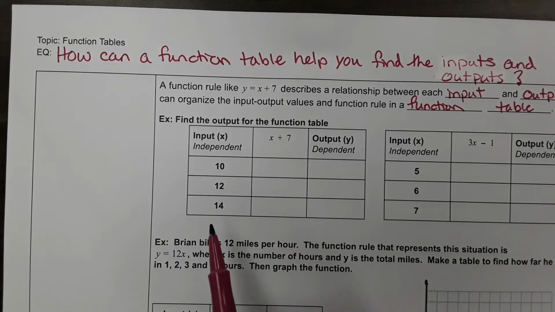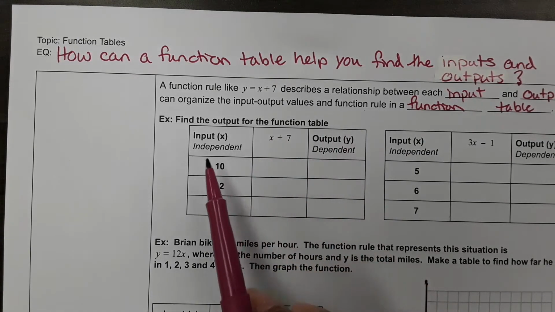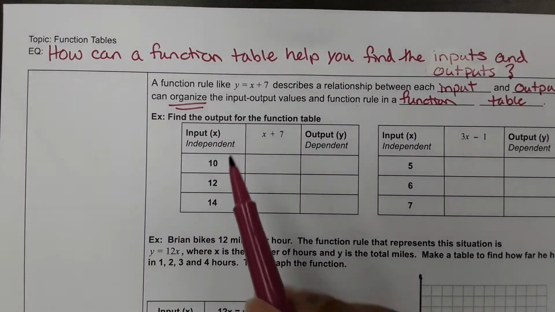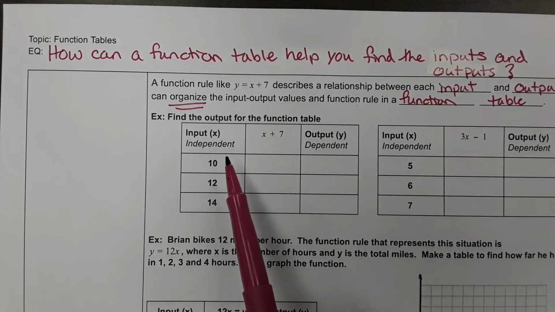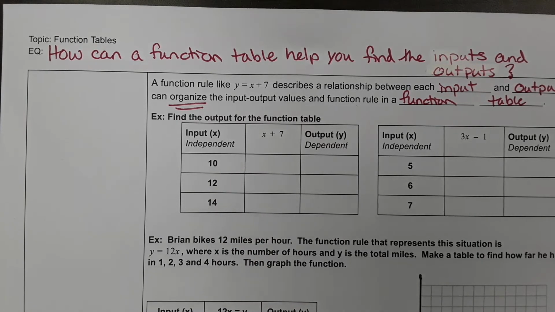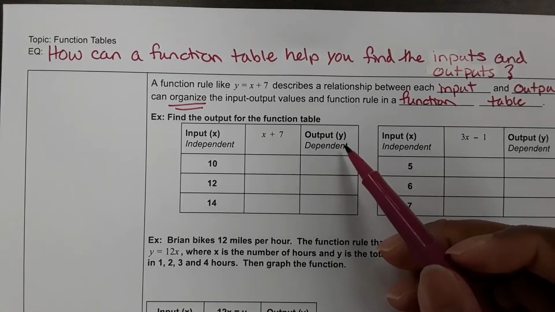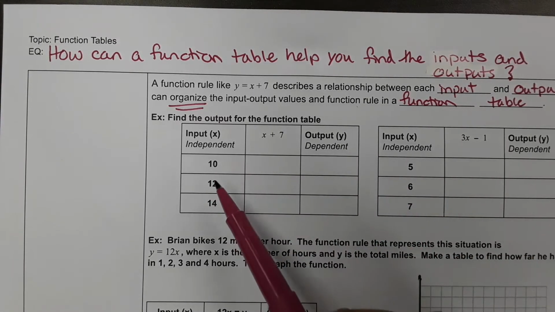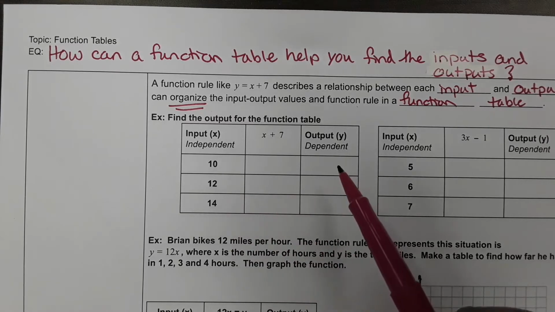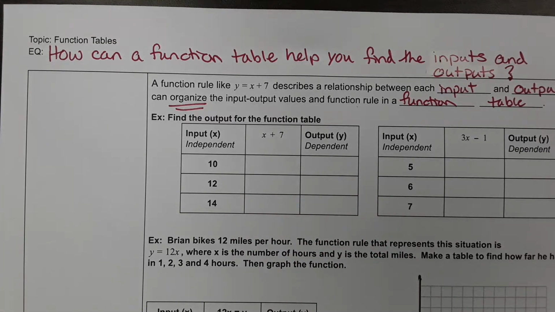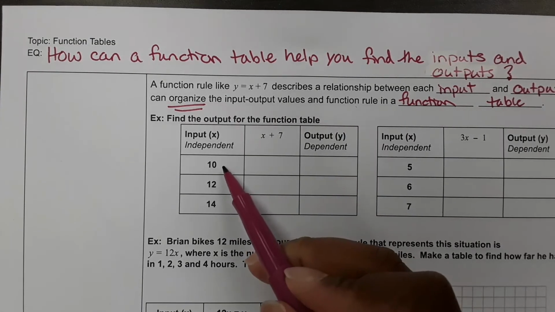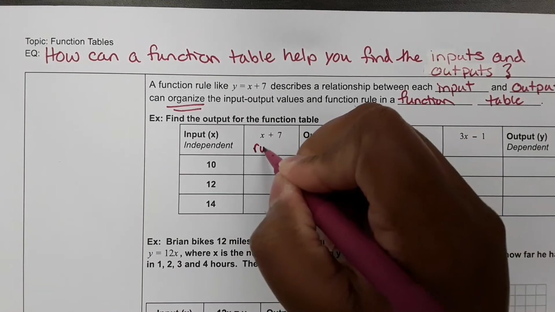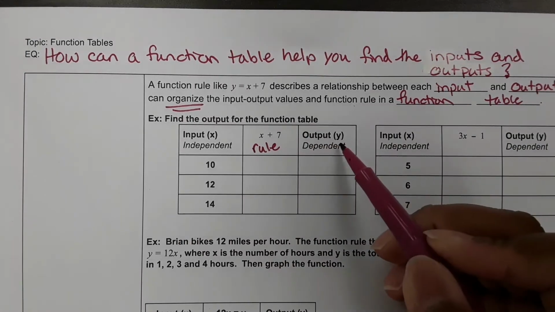We have a function table to help us organize our information. So, my x is always my independent number because that's any number I can pick. The output is y, which is the dependent number, because it really depends on whatever number I put in to my function. That's going to determine what my output is. All right, so here we have some values for our function, which is x plus 7. So this is basically the rule that's going to give me the y.